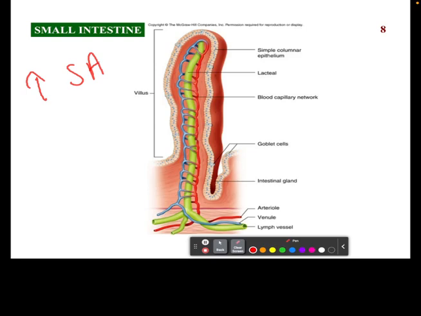So this is one of the very important attributes. It's going to help to increase the surface area. They are lined with these simple columnar epithelial cells, which are going to, again, be used for the absorption.